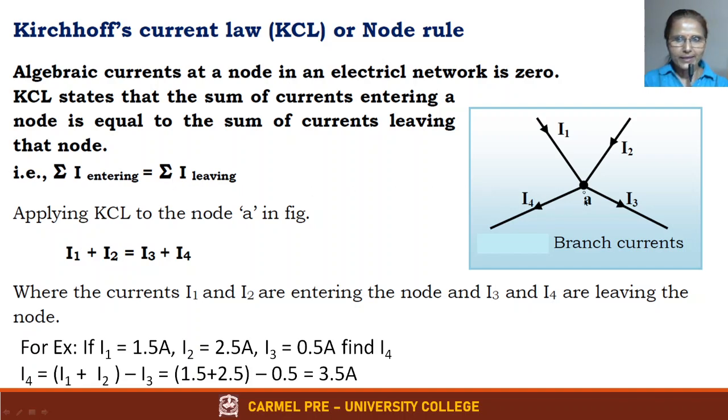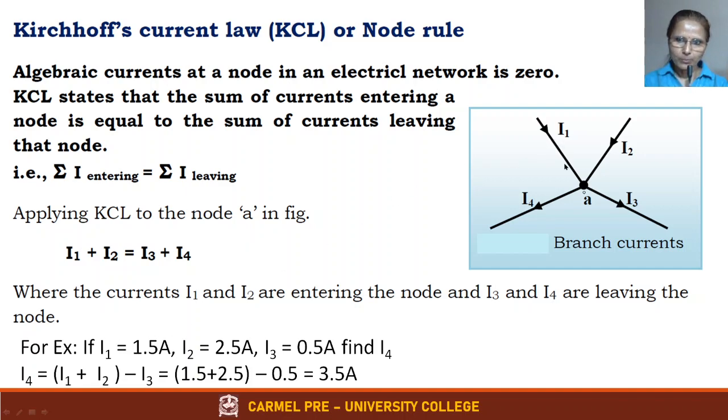If you apply KCL at A, which all are entering? I1 and I2 are entering. So I1 plus I2 is equal to I3 plus I4. This is the equation. Sum of currents entering is equal to sum of currents leaving. That's all. For example, I have taken an example.